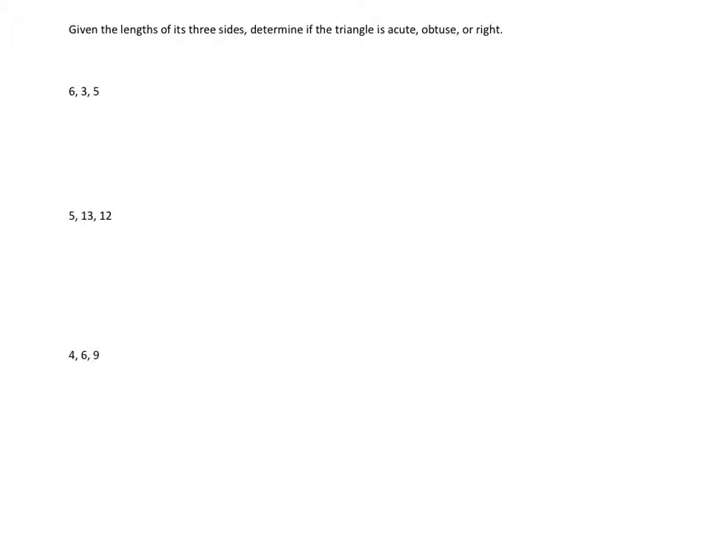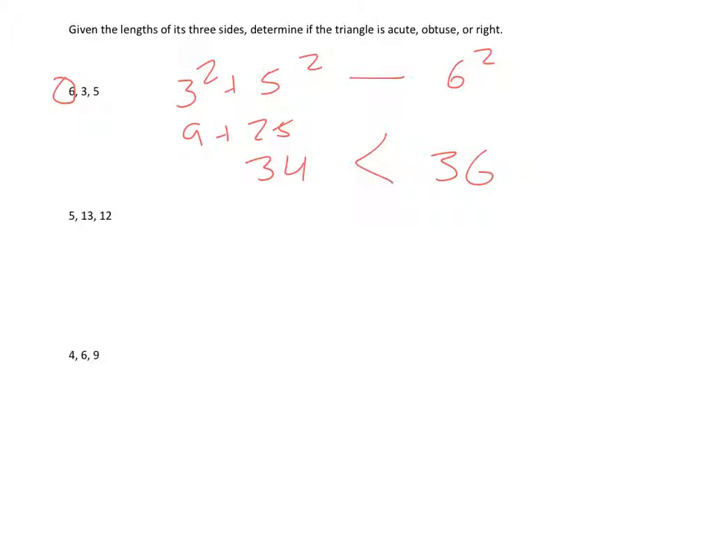So here, 6, 3, 5, let's identify the largest side, which is 6. So we're going to say 3 squared plus 5 squared, how does it compare to 6 squared? 3 squared is 9 plus 25, that's 34. 6 squared is 36. So the longer side squared is bigger, so that means this is obtuse. Again, if the longer side squared is bigger, it's obtuse.